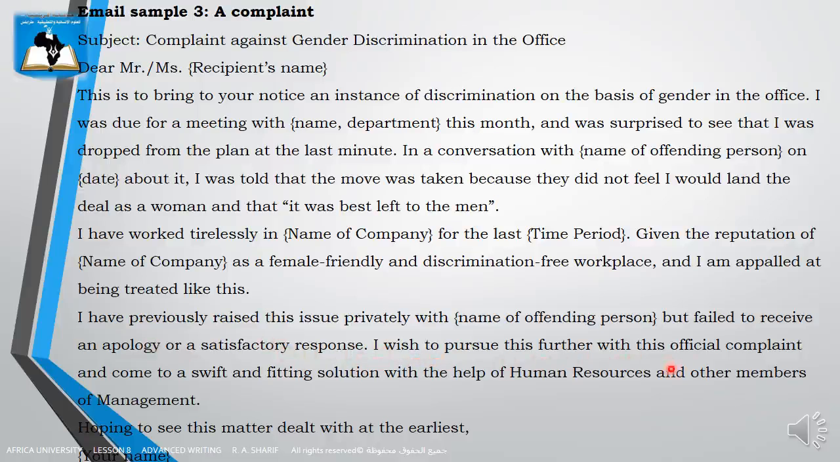I wish to pursue this further with this official complaint and come to a swift and fitting solution. يعني نتمنى من حضراتكم بمعنى انكم تقوموا بأخذ إجراء سريع with the help of a human resource بمساعدة إدارة human resource HR أو الموارد البشرية and other members of management وأعضاء الإدارة الآخرين, hoping to see this matter dealt with at earliest. يعني ونتمنى انكم ما تأخروش في التعامل مع الحالة هذه.